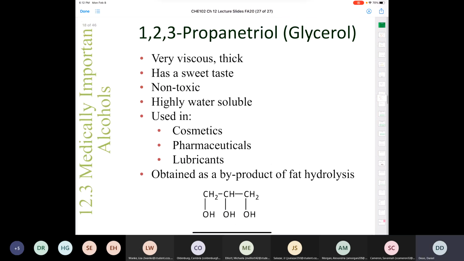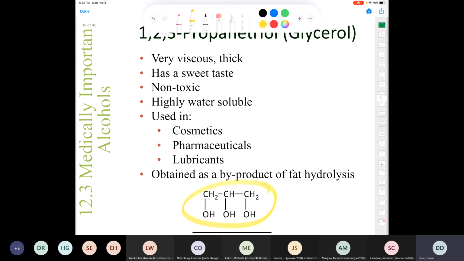And the next one is 1,2,3-propane triol, which is glycerol. If you've studied biology and you've looked at the hydrolysis of fatty acids, you've probably seen glycerol. As you see at the bottom, it says a byproduct of fat hydrolysis. It's a thick liquid. If you get it on gloves, for example, nitrile gloves, it's got kind of a thick consistency. It's also sweet. I wouldn't go around tasting it, but it's sweet. It's non-toxic, highly water soluble. Why would that be? Because there are so many hydroxyls, right? We went over that this evening. You've got one hydroxyl for every carbon.